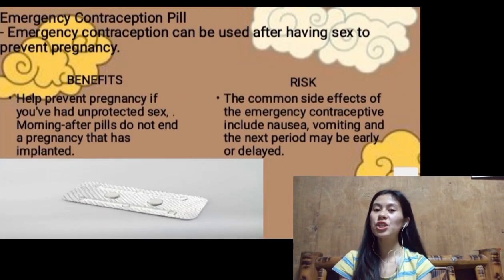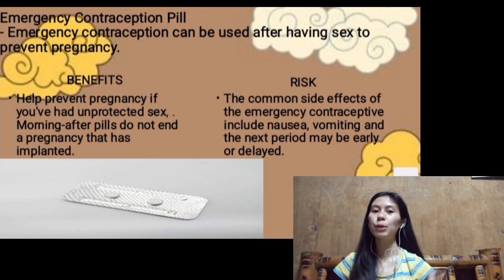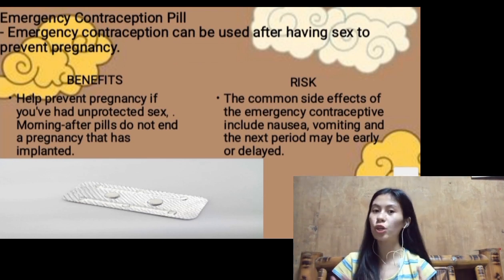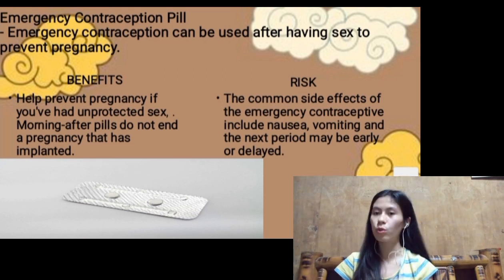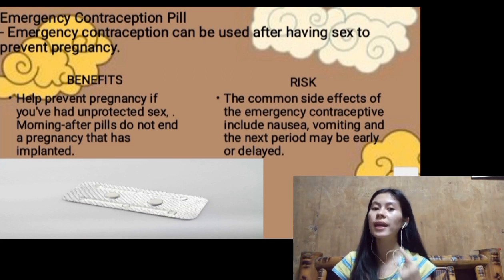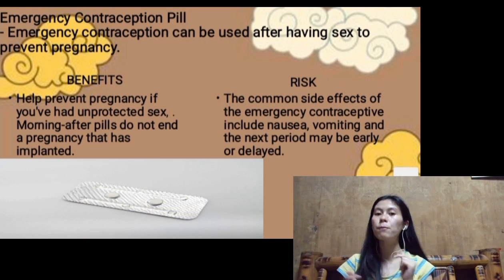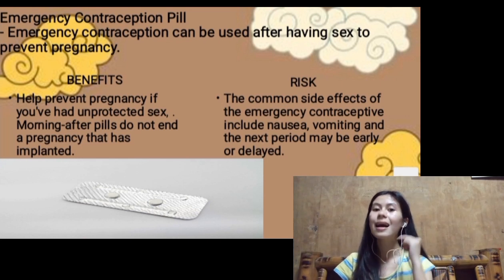The next one is the emergency contraception pill or the morning after pill. So emergency contraception can be used after having sex to prevent pregnancy. A condom has broken during sex or a woman has been sexually assaulted. So here are the benefits, which is morning after pills can help to prevent pregnancy if you had unprotected sex.